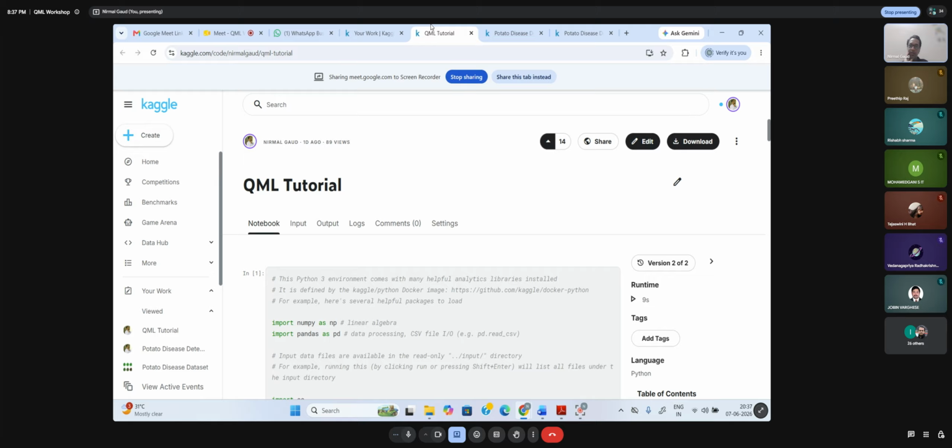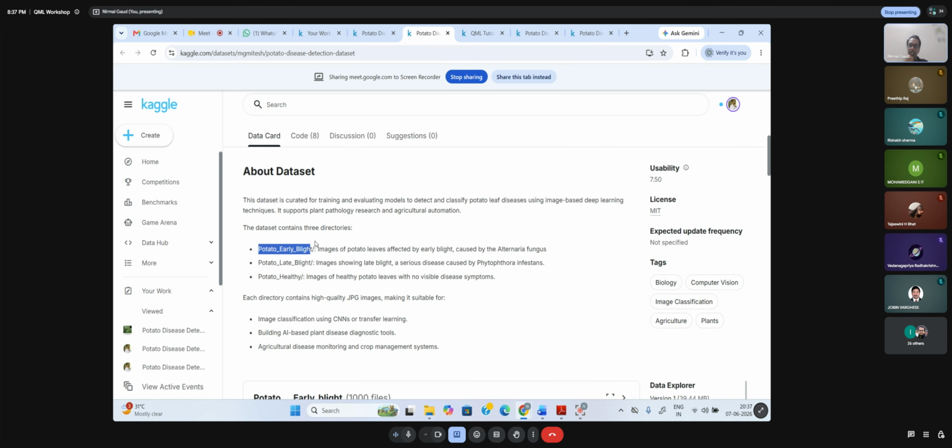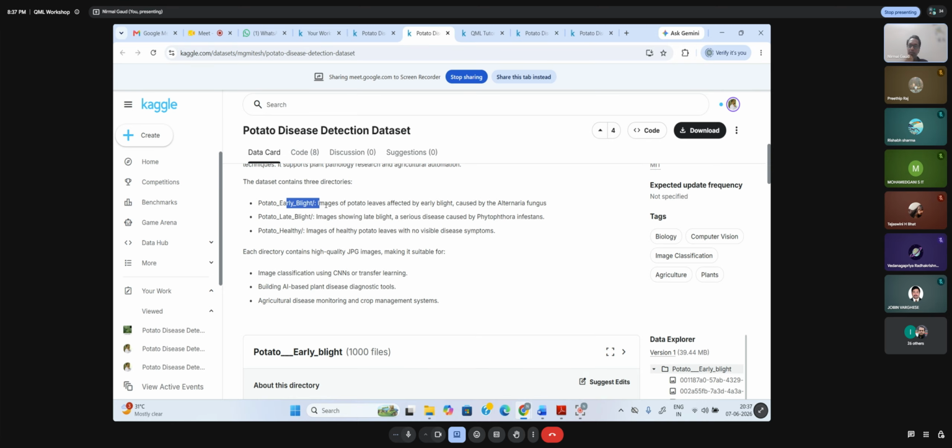Potato disease classification. If you ask how the data set is, let me show you the data set also. Here is the potato disease detection data set. It has three categories: potato early blight, potato late blight, and potato healthy. Blight means affected by a disease; early blight is caused by some fungus. Late blight means a serious disease caused by some infection, might be fungus, bacteria, or whatever. Healthy has no disease symptoms. So three classes are there.